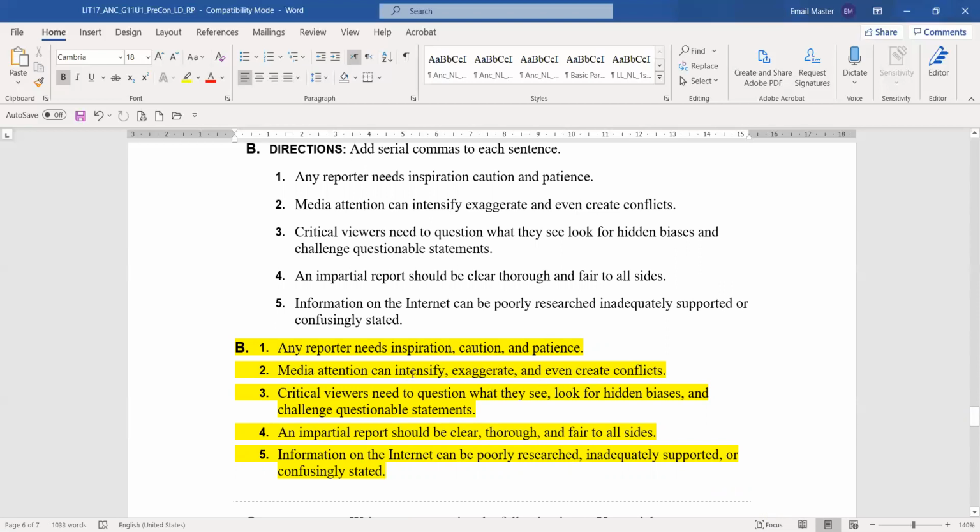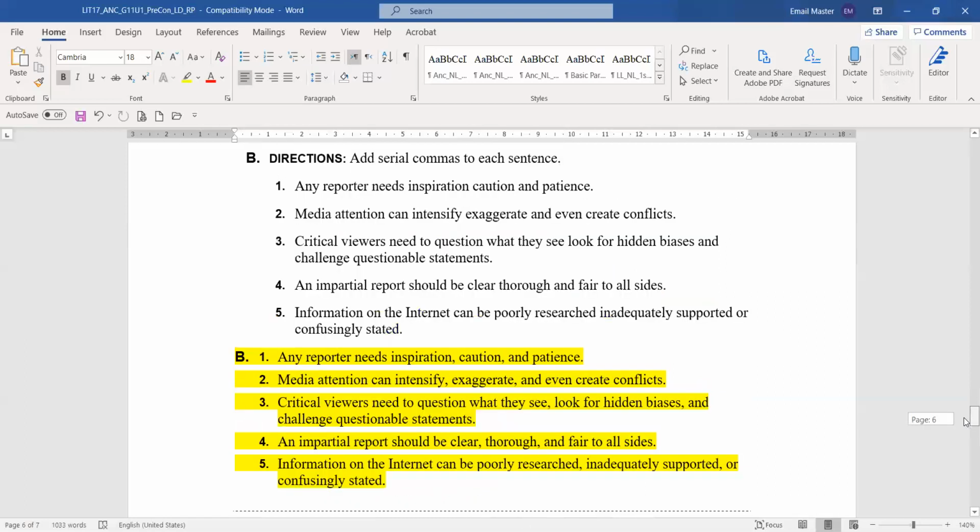Critical viewers need to question what they see, comma, look for hidden biases, comma, and challenge questionable statements. Number 4, an impartial report should be clear, comma, thorough, comma, and fair to all sides. Information on the internet can be poorly researched, comma, inadequately supported, comma, or confusingly stated.